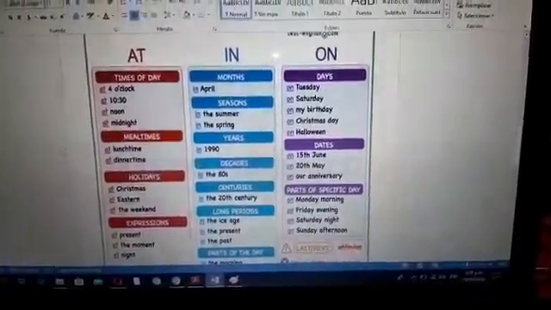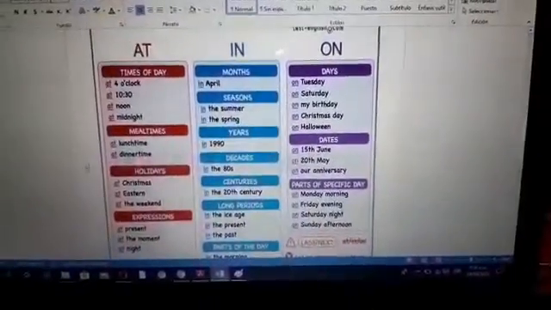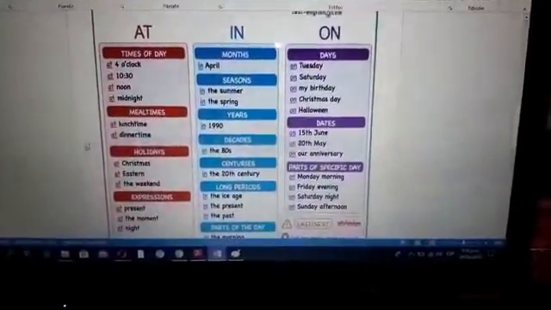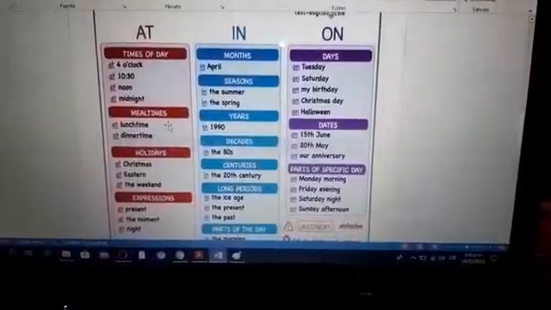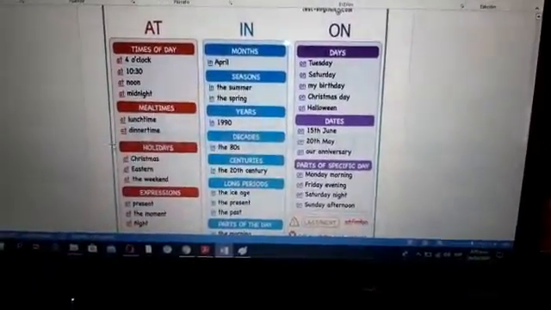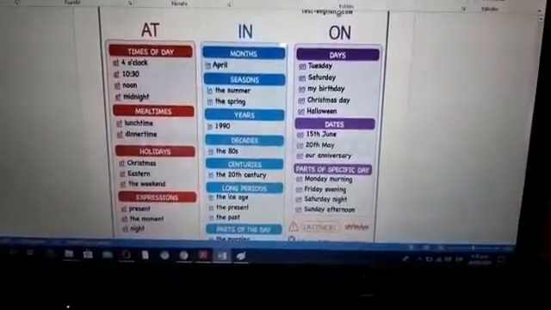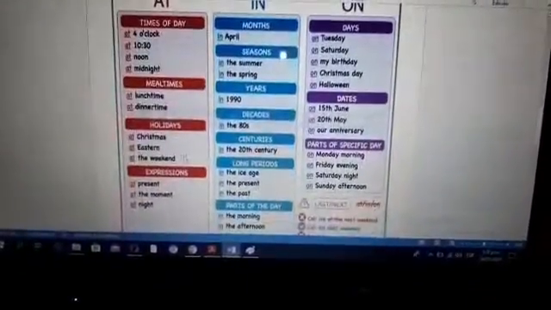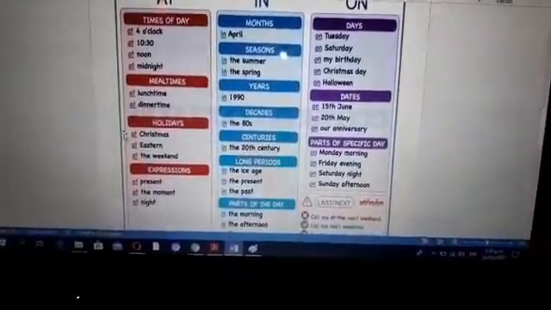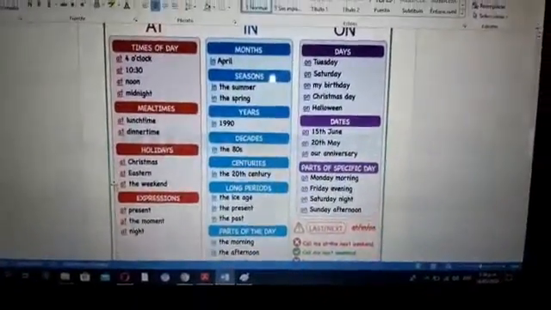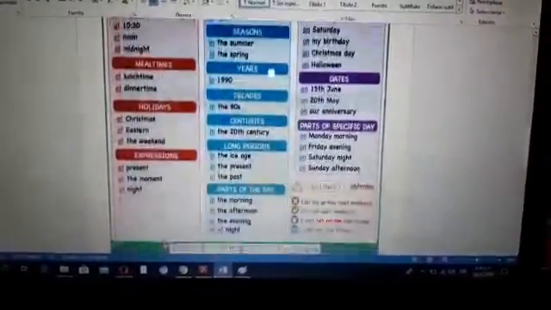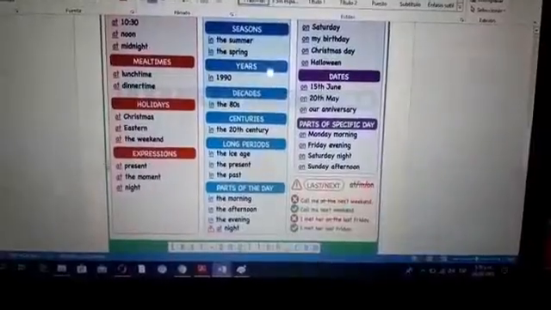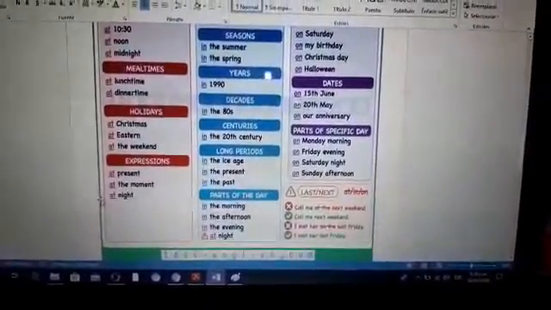If I have to say something related with the time we eat the food, I can say at lunchtime, at dinner time. Or if I want to say something related with holidays, then I have to use, for example, at Christmas, at Easter, at weekend. Now we can also use expressions to say at present, at the moment, at night.